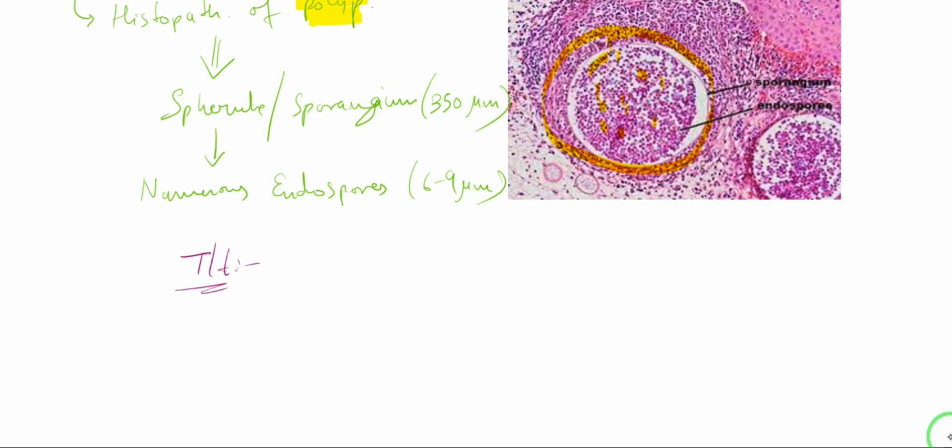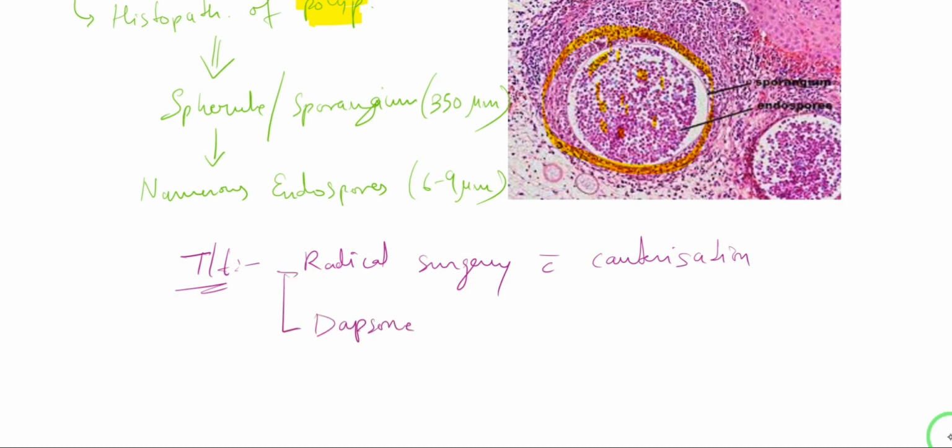For the treatment, we do radical surgery with cauterization. So we try to remove the lesion, and one of the drugs that we can use is Dapsone. But the poor thing about rhinosporidiosis is that recurrence in the patients is very frequent. So recurrences are present, so we cannot do much about it. So guys, that was about the subcutaneous mycosis, and next we are going to start with systemic mycosis.